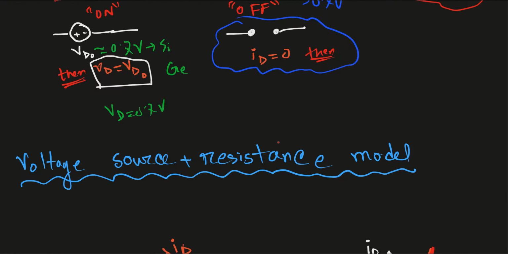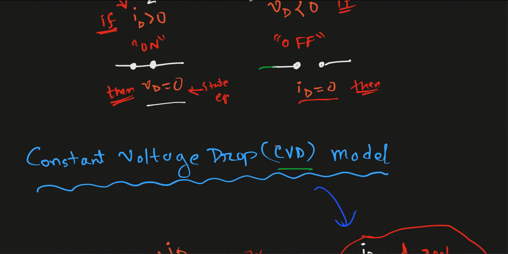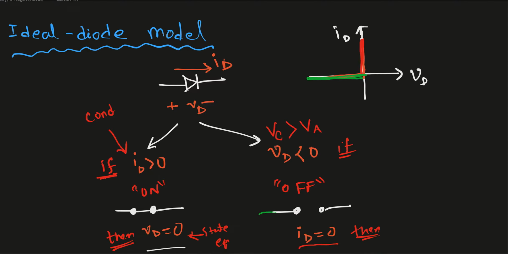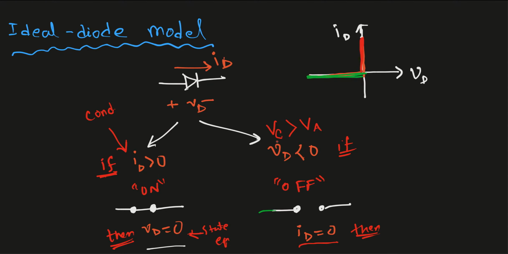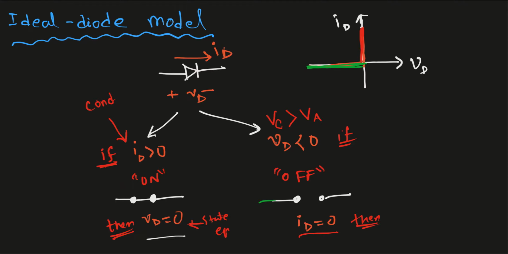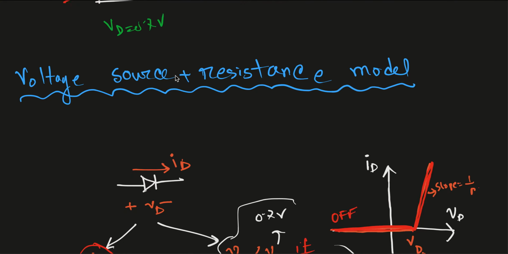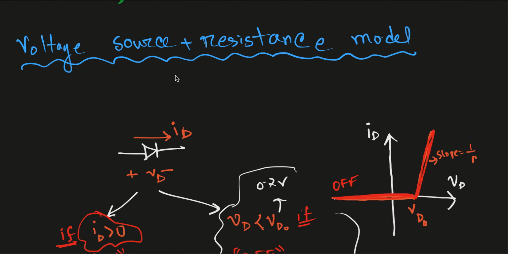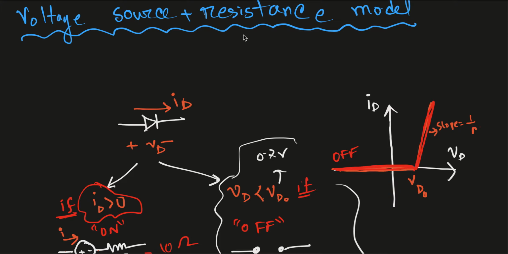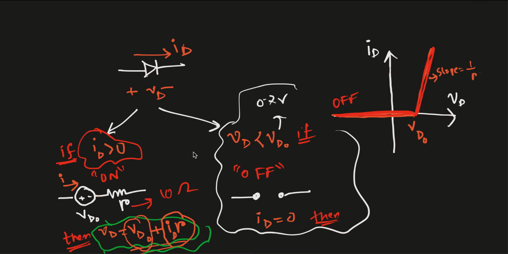So now that we have learned three models, which one should we use? Well, it depends on the context. Say you want a fast calculation, right? You do not care about the accuracy, then you should go for the ideal model. And if you want very high accuracy, then you should use the voltage source plus resistance model. The calculations will be a little more complex, but you will get a more accurate result.